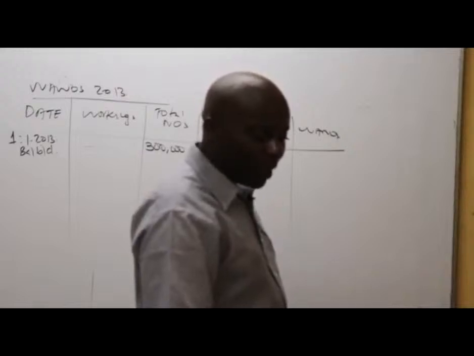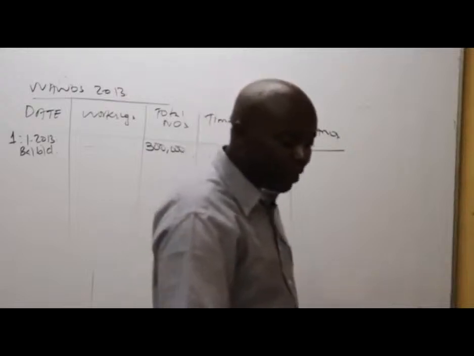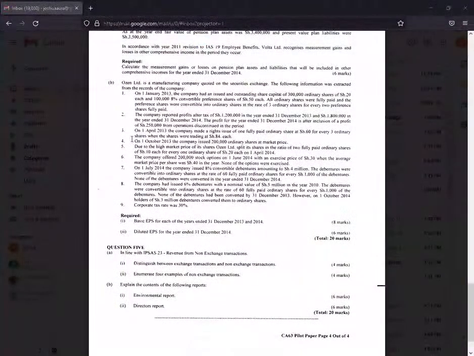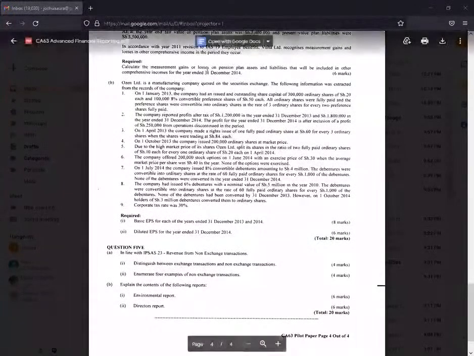So unaambiwa, ladies and gentlemen, note number 2 is about profitability. Note number 3, on 1st April 2013, the company made a rights issue of 1 fully paid ordinary share at 60 for every 3 ordinary shares. So kwanza, tufanye kwanza hii.